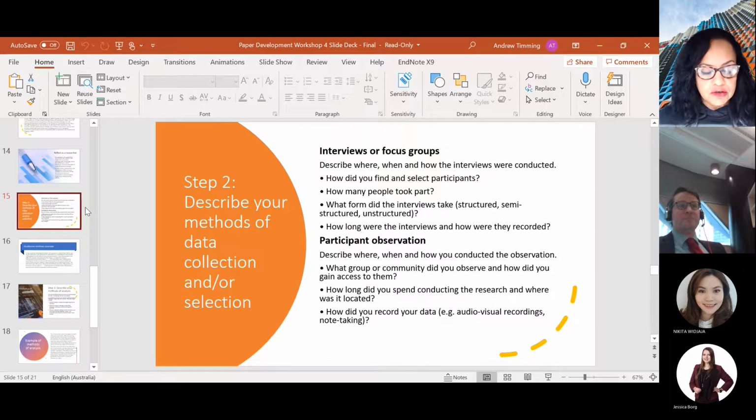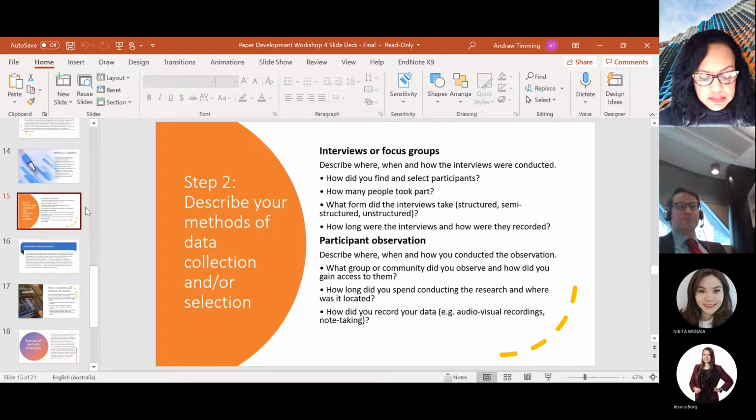You will consider answering questions like, how did you find and select your participants? How many people took part? What form did the interviews take? Were they structured, semi-structured, or unstructured? How long were the interviews? How long were they recorded for? And how did you record them?